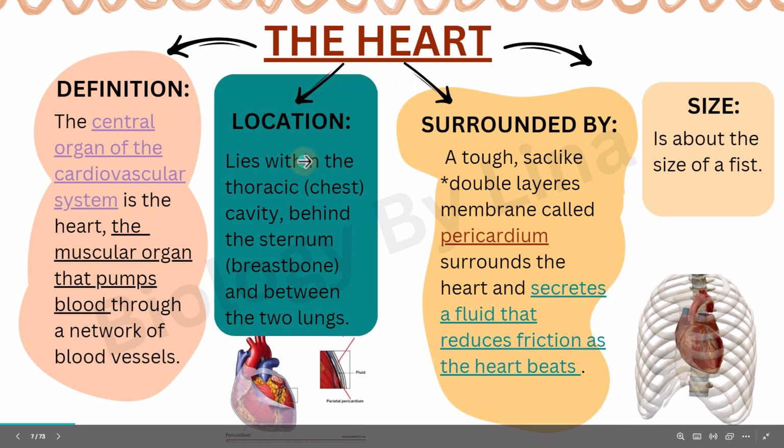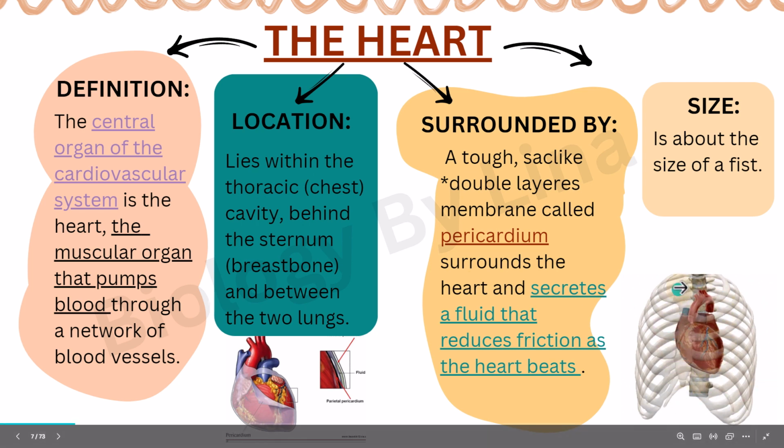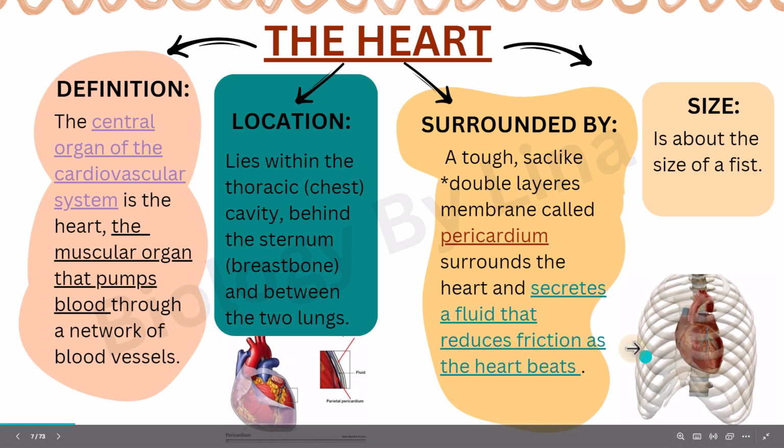Let's talk about the location of the heart. The heart lies, as you see in the figure, within the thoracic or chest cavity that we talked about in chapter 1. It's located behind the sternum. Here we have the sternum, where the ribs of the rib cage bind to it, also named the breastbone, and it's between the two lungs.